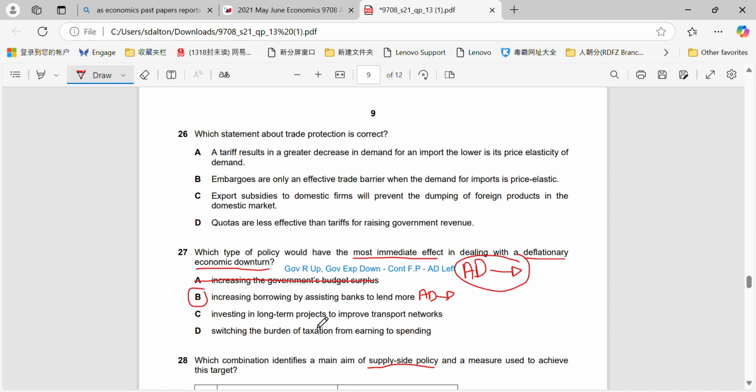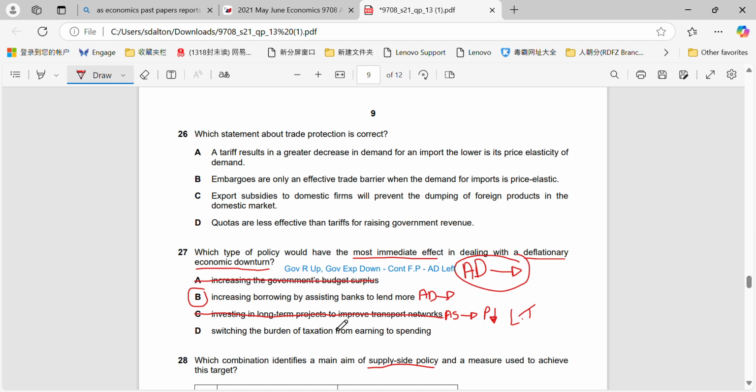Investing in long-term projects to improve transfer networks, that would, however, even though it would shift aggregate supply to the right, and therefore it may help us to deal with a deflationary economic downturn, remember that when aggregate supply moves to the right, it can actually result in the price level dropping as well, and that is not the aim that we want, because we're told it's deflationary. Also, on the other hand, it takes a very long time for supply side policies to take effect, so it would not be an immediate effect.